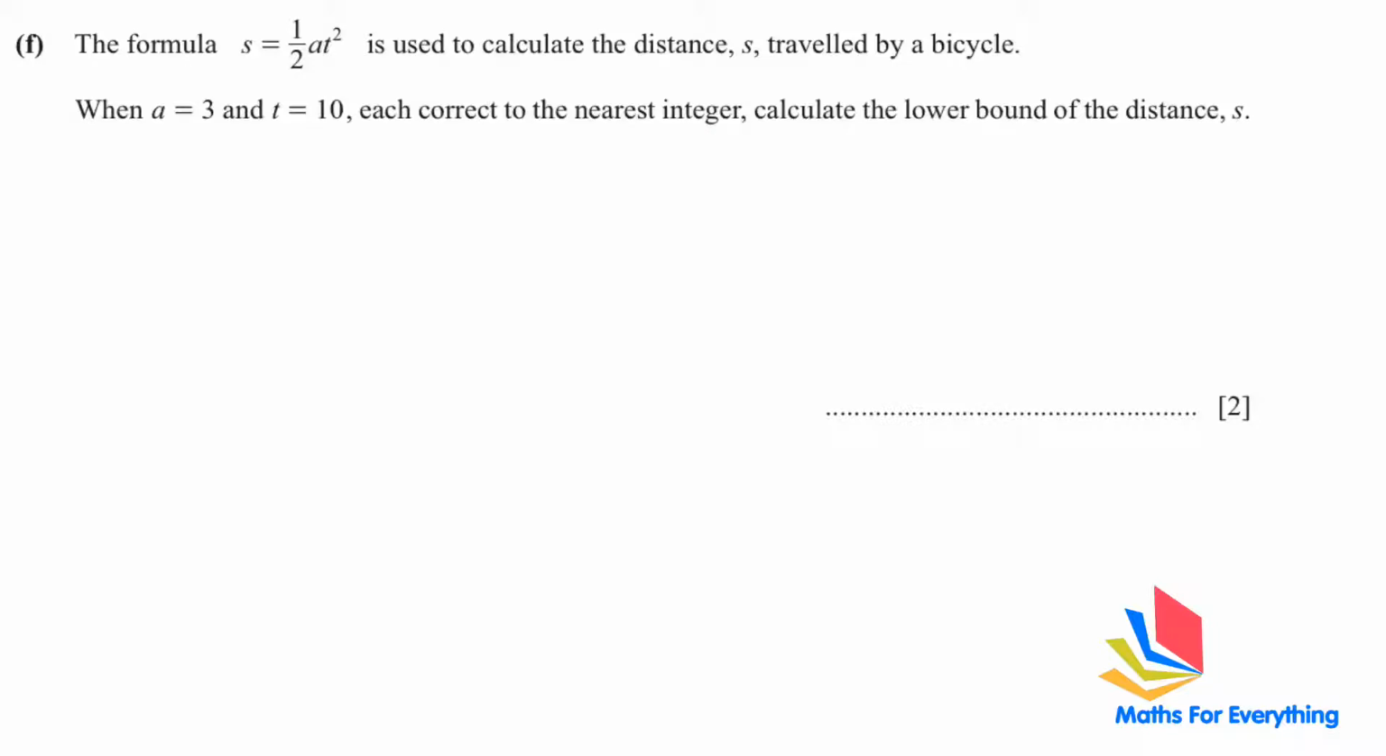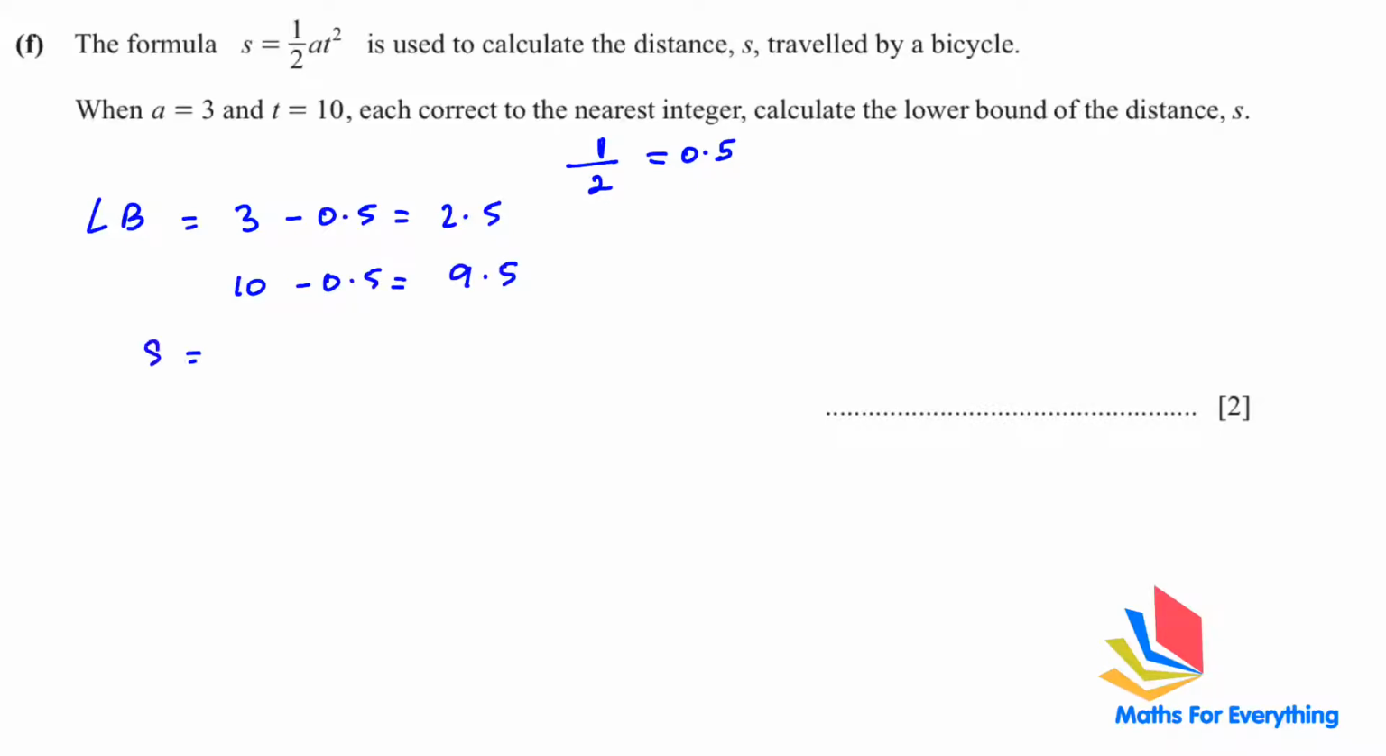Whenever you want to solve an upper bound or lower bound question, look at whatever they say it is correct to. In this case, they are saying correct to the nearest integer, which is 1. We divide it by 2. That is 0.5. So to find the lower bound, we subtract 0.5. So it will be 2.5. And the same we are going to do for 10 minus 0.5. It will give us 9.5.